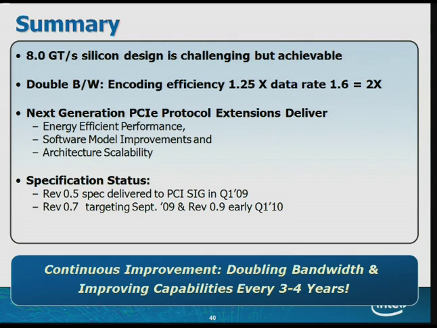We will be essentially doubling the bandwidth without doubling the operational frequencies. There are a number of protocol extensions that I mentioned here, which was really just a brief glance to give you an illustration. And as far as the status of the spec, 0.5 has been delivered. 0.7 is coming very soon, and you'll see a solid spec that will be ready for prime implementation starting next year.